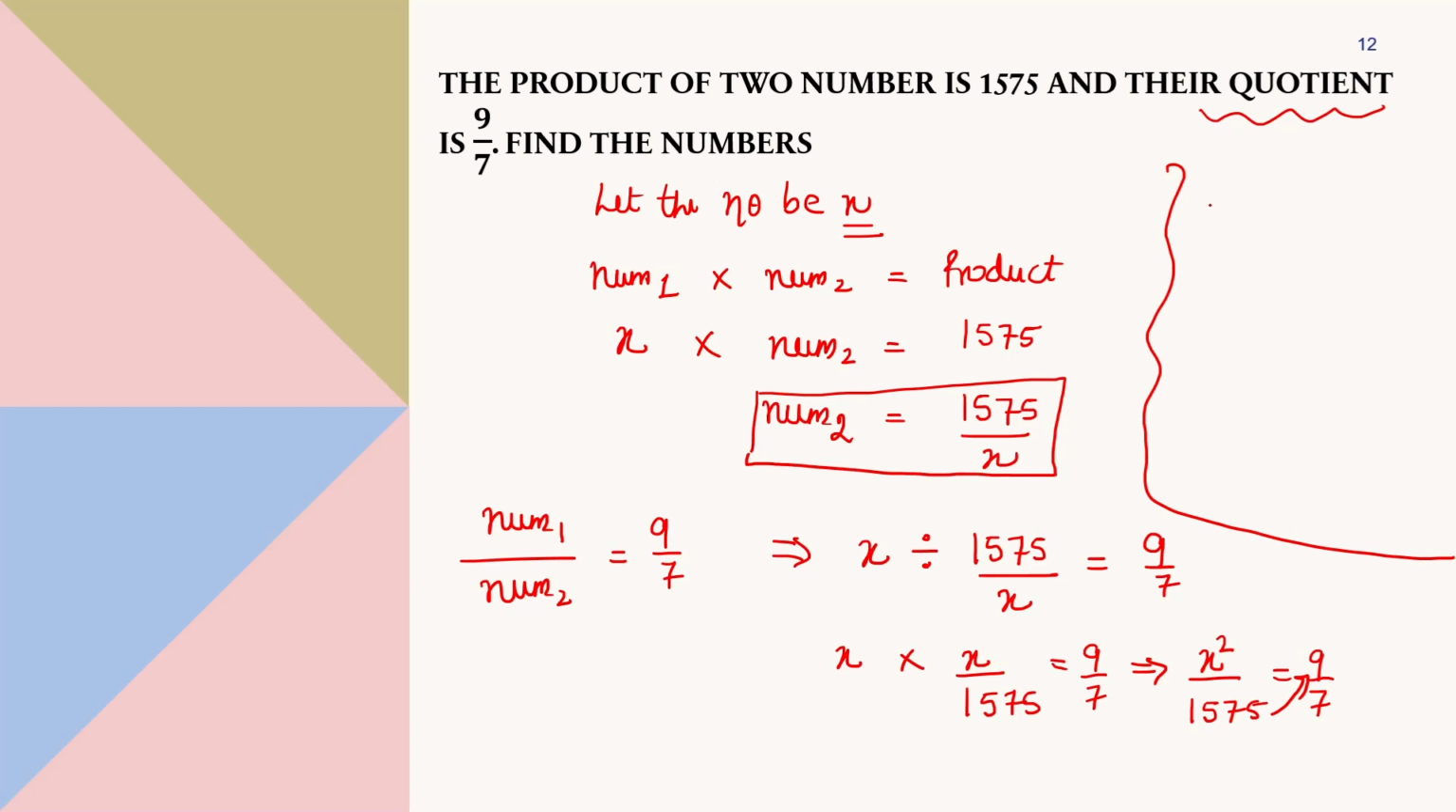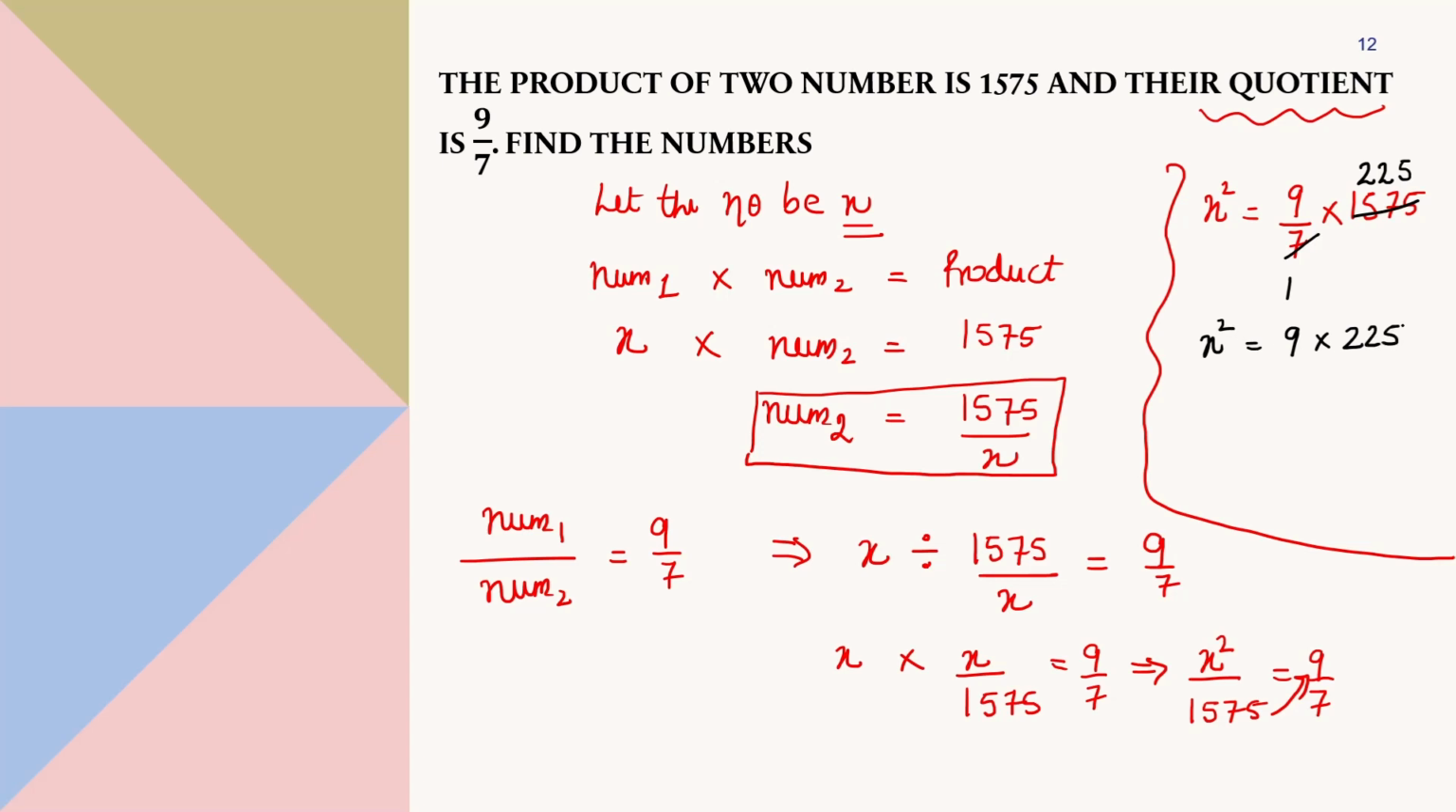It will be x square is equal to 9 by 7 into 1575. First check whether they are divisible or not. 7 1s are 7, 7 2s are 14, carry over 1, 7 2s are 14, carry over 3, 7 5s are 35. So x square is equal to 9 into 225.